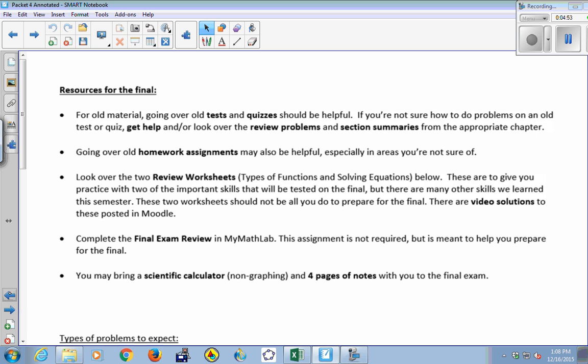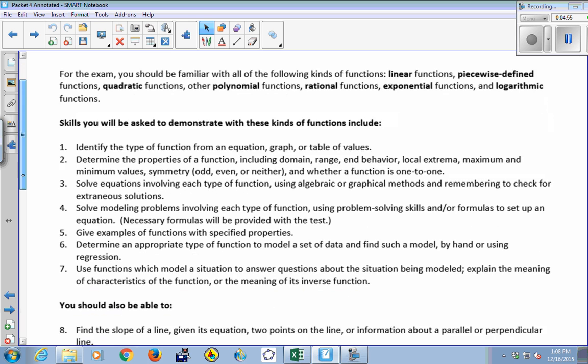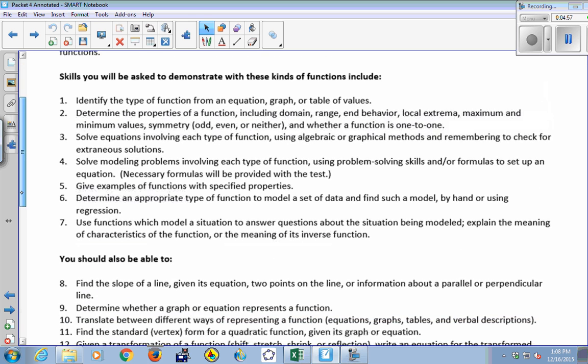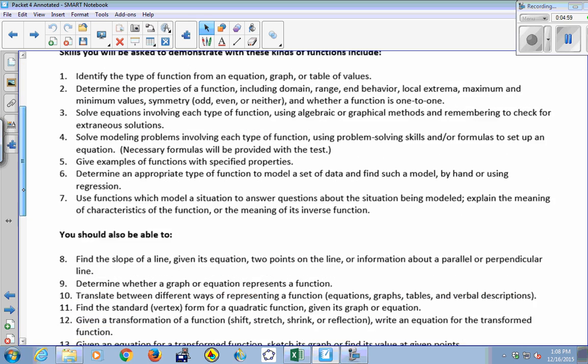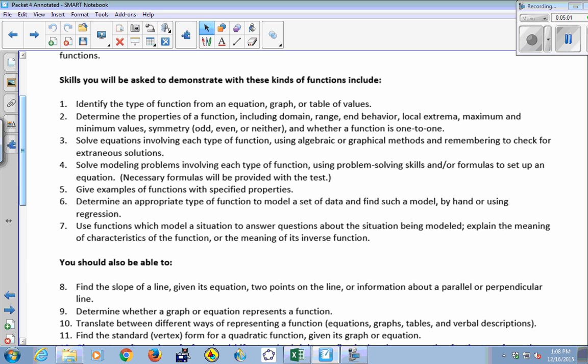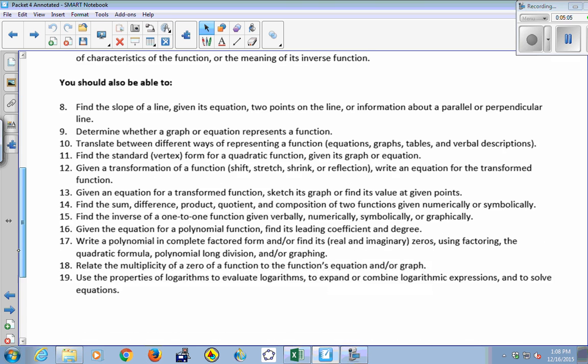All right, so let's go back. Study guide. This is a list of things that you should be able to do. Some people like to read through these and just say, oh yeah, I know how to do that, I know how to do that, I know how to do that. So that can be helpful.